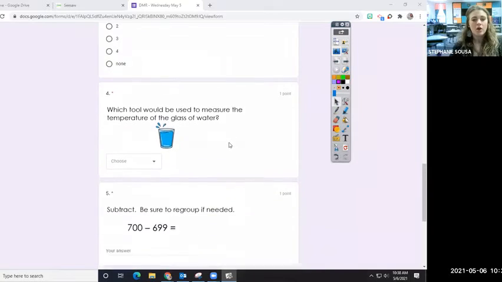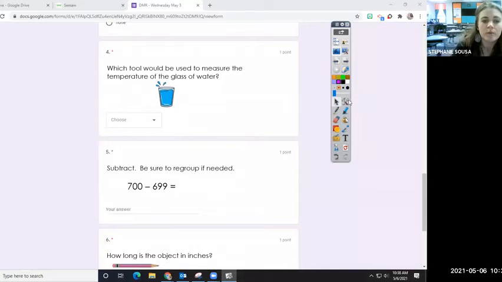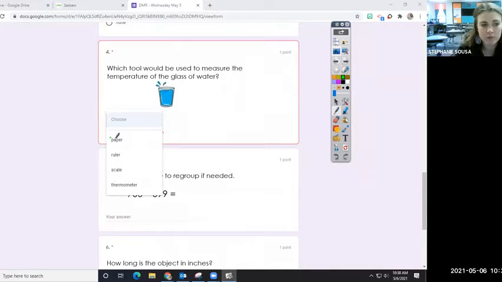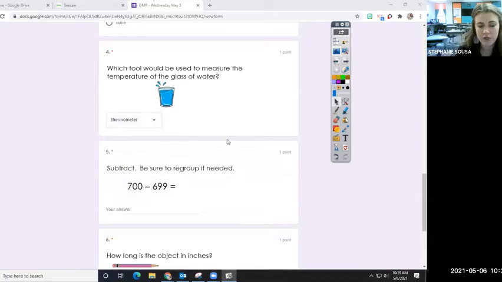Next up, which tool would be used to measure the temperature of a glass of water? Okay, temperature. We don't use paper to measure temperature, but remember, Terrence, we do use paper to draw. We don't use a ruler to measure temperature. That's the length. We don't use a scale to measure temperature. That's the weight. So we use a thermometer. So you should have selected the answer, thermometer.